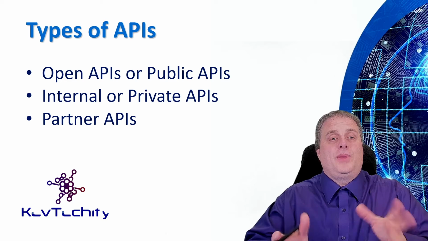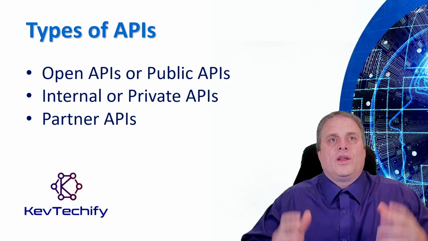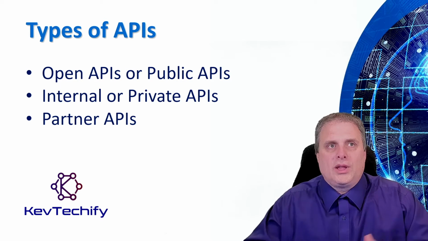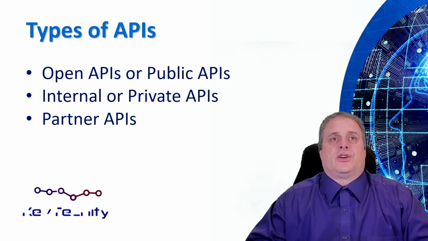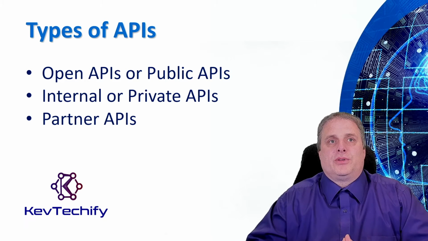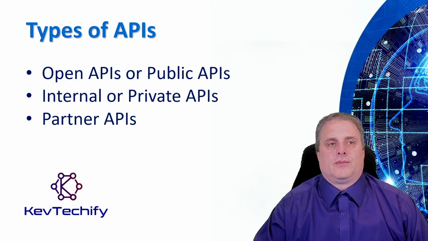The next type of API would be an internal or private API. This is an API that's used by an organization. There's no public access to this. It's only designed to be used internally. An example here would be allowing authorized salespeople to access internal sales data on their mobile devices.